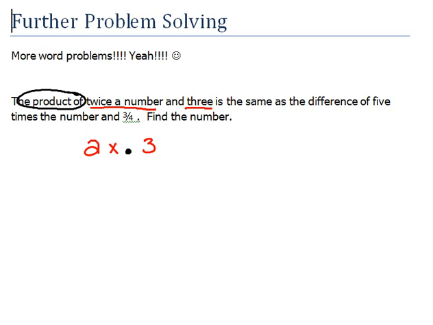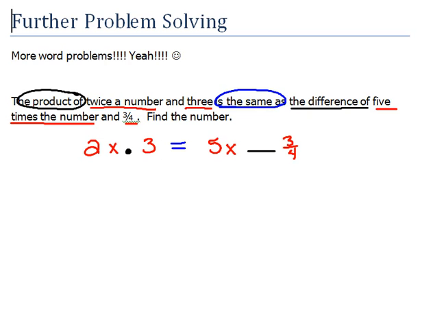Twice a number multiplied to 3 would look just like this. Now then it says is the same as. That is a way of saying equals. Now what does it equal? It equals the difference of. So that's a subtraction. But what are we going to be subtracting? 5 times the number and 3/4. So 5 times the number we'd write as 5x, and 3/4 is just the fraction 3/4. Here is our equation, and now we can begin to solve it.